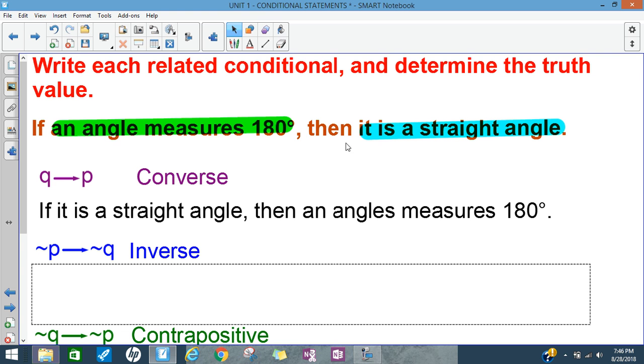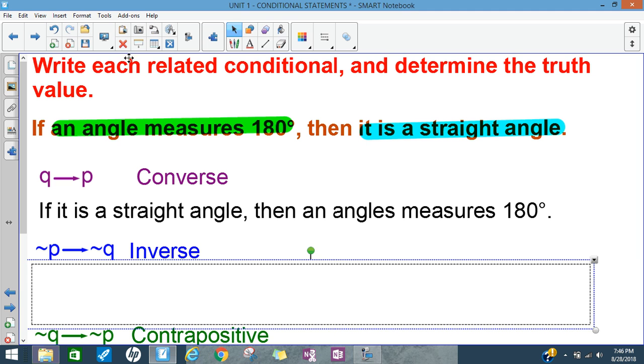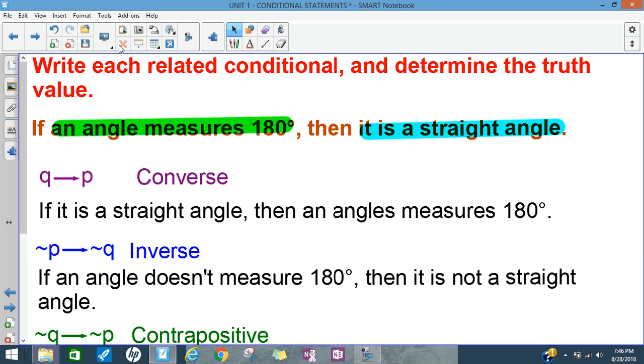If I want to write the inverse of this original statement in brown, I leave the green and the blue, the hypothesis and conclusion, right where they are, but I negate them like we did previously in this lesson. So I get, if an angle doesn't measure 180 degrees, then it is not a straight angle.